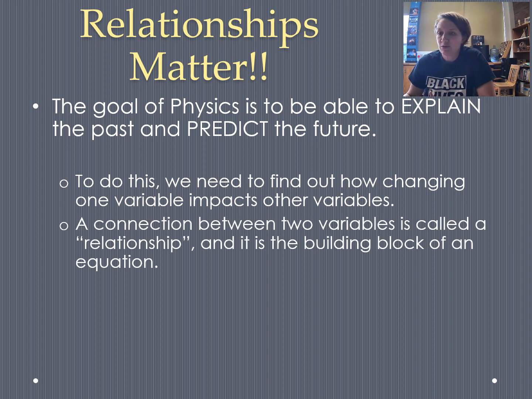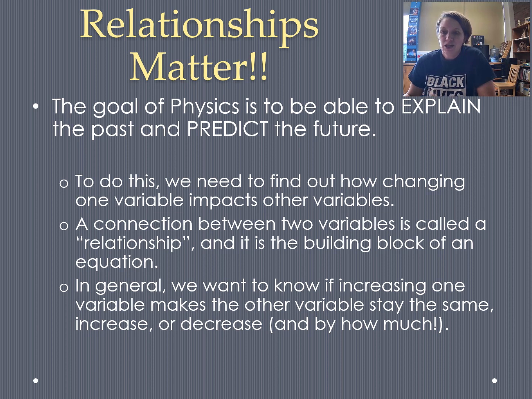Any connection between two variables is known as a relationship, and these relationships end up being the building blocks of equations. In general, it is often helpful to just know in broad strokes if increasing one variable will make the other one go up or down or not change. But with advanced physics, you really want to be able to tell how much changing one variable will change the other. And this how much is not a number, it's a ratio. It's by double, by triple, quadruple, whatever it is. That's what we're interested in moving forward into more advanced physics.